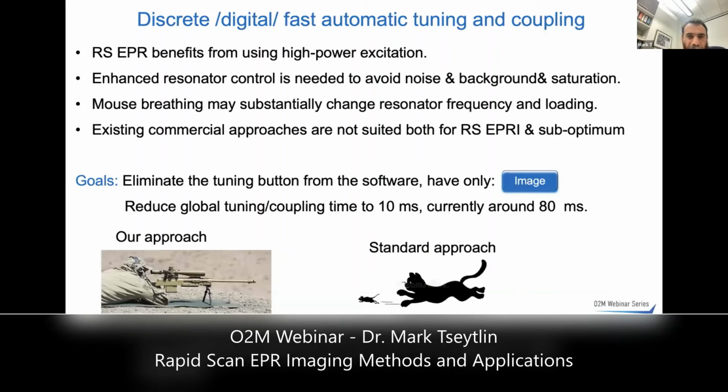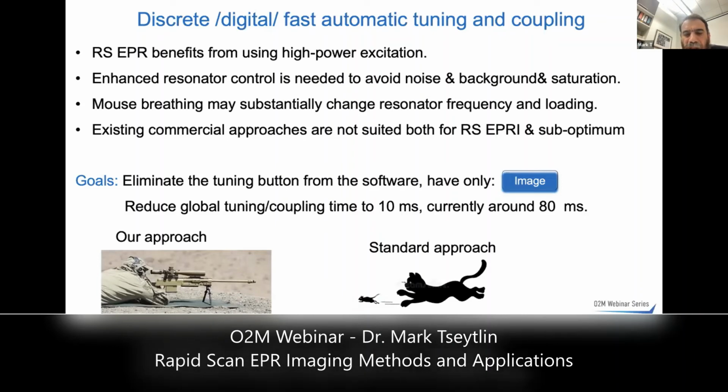So instead, with rapid scan, we select a different approach: you have a very fast scan of frequency. You find your resonance, your coupling and tuning, and in a very short time you have both. Currently we got somewhere around 80 milliseconds for complete, fully automated tuning and coupling of our system. I want to reduce it to somewhere around 10 milliseconds so that you can really do it with breathing mice.